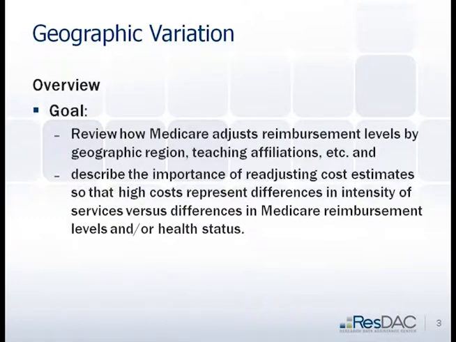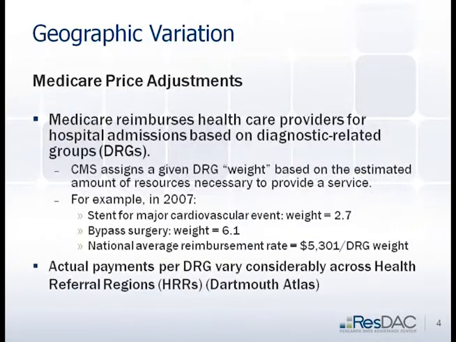Okay, so our goal here is to review how Medicare adjusts the reimbursement levels, and I think you already know that. We've talked about it: geographic region, teaching affiliations, etc. And then describe the importance of readjusting the cost estimates so that the high costs represent differences in intensity of services versus how Medicare reimburses providers. And we also don't want to just find out, oh, well, they're really sick. We want to be able to take that into account too, right? Okay, so that's our goal here.